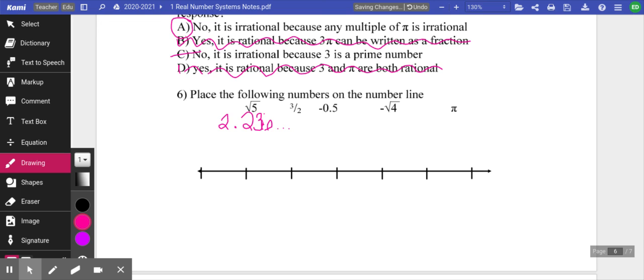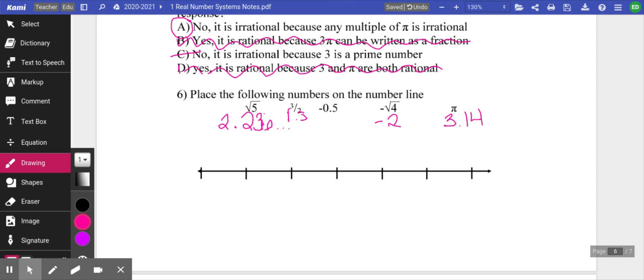3 over 2, again, we can divide that. 3 divided by 2, we get 1.5. Negative 0.5 is already a decimal. Here, if I put this in the calculator, it would be negative square root of 4, enter, which is negative 2. And then if we do pi, it's 3.14.